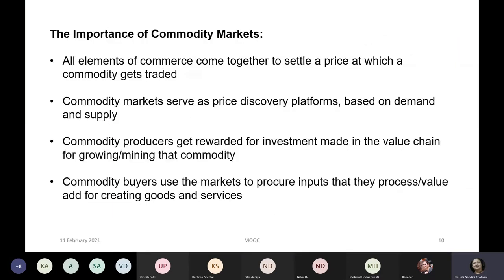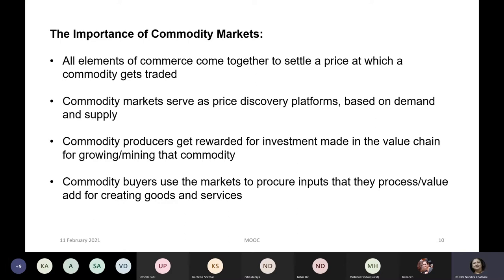Now, before I begin, I need to give you a very important understanding about commodity markets. Commodity markets are important because that is where, if you are a farmer or a grower or a producer of a commodity, you will bring your produce to find the buyer. So it is in the commodity markets that all the elements of commerce, the commodity that is to be sold or purchased, the seller, and the buyer, come together. And it is in these markets that price discovery is done on the basis of demand and supply. So if recently we've been seeing so much agitation against the farm laws, a part of it has to do with how the commodity markets will work for agricultural commodities.